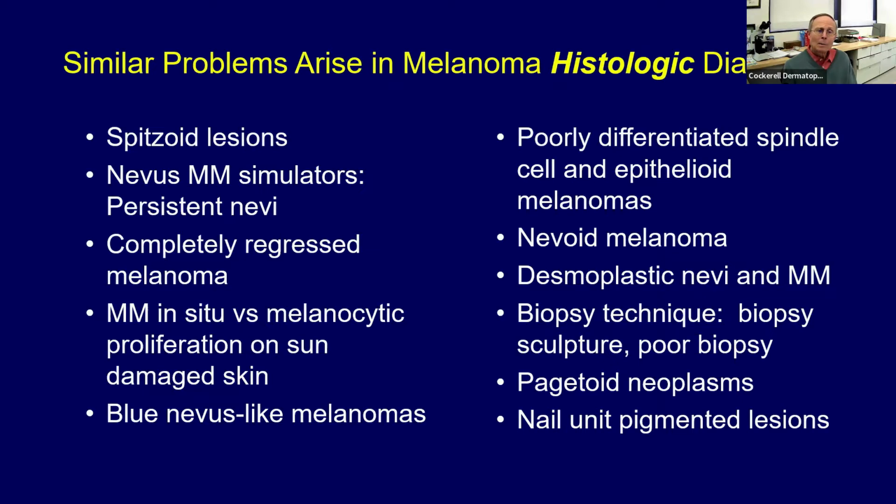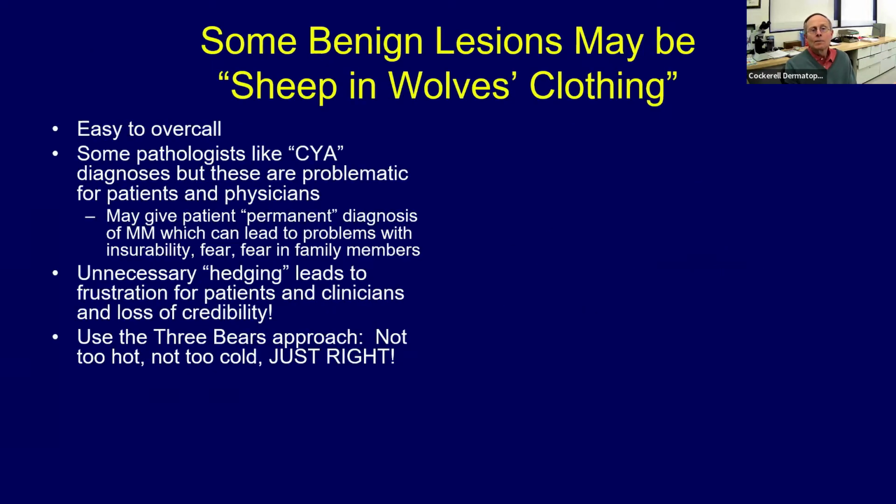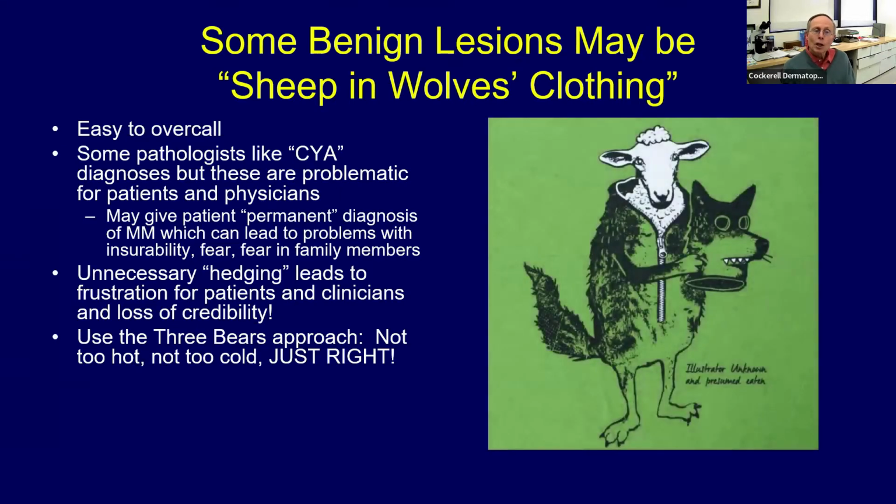Now, we get similar problems in histologic diagnosis as well, and I'm going to go through some of these for you in the remainder of the talk. Initially, let's look at lesions that are benign but look malignant, and these are situations where we get over-diagnosis of melanoma.